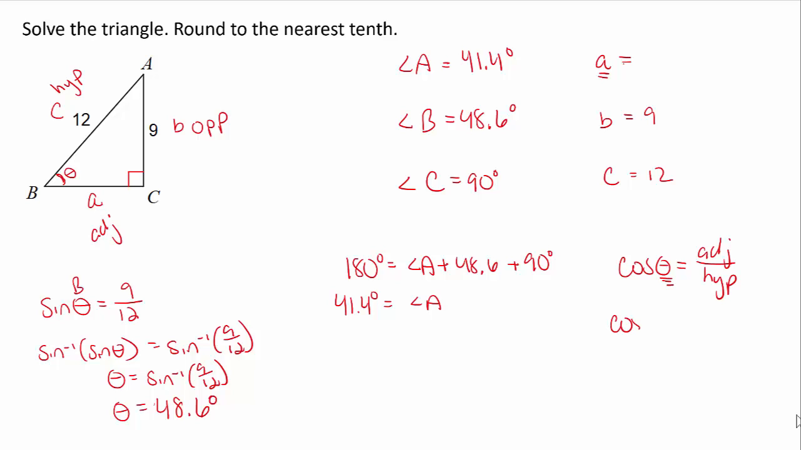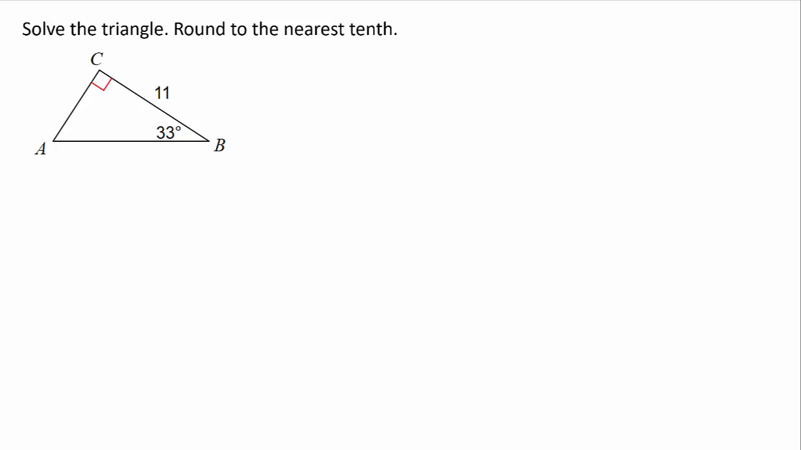Now, we happen to know theta now. We know that cosine of theta, which was angle B, which is 48.6 degrees, is equal to adjacent, which was A, and hypotenuse, which is 12. Then we can multiply both sides by 12. Again, this part was from video 1, and we get 12 times cosine of 48.6 degrees should equal A. And when we do that math in a calculator, we get that A is equal to 7.9. So let's write that up here. Now we found every side and every angle. Okay, this is the last one. Why don't you pause the video and give it a try?